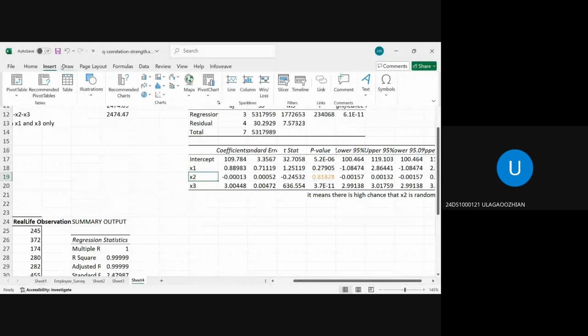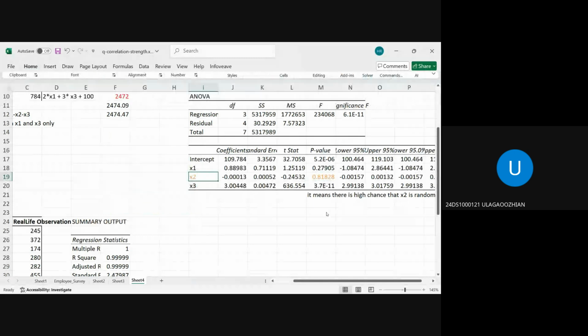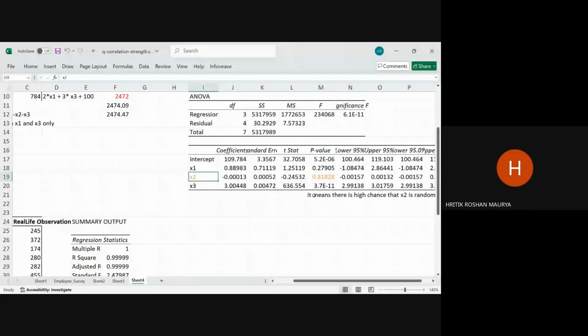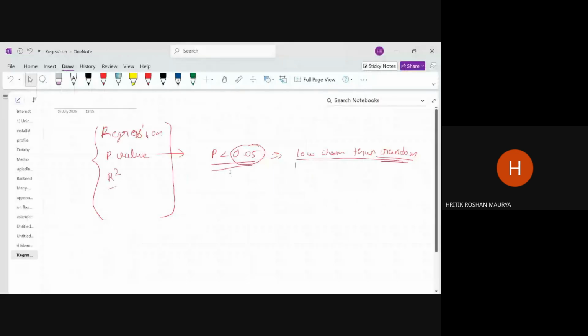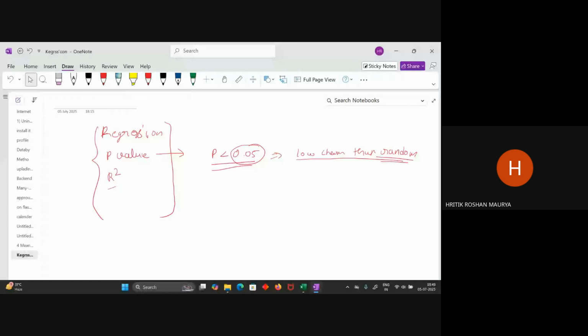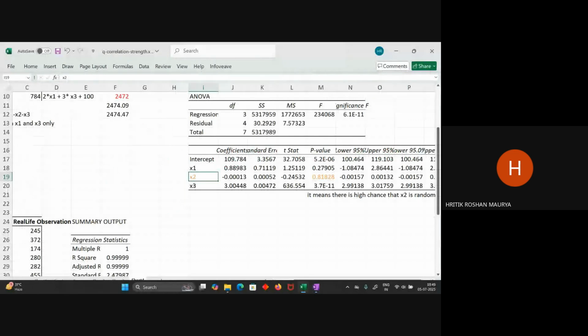So please excuse me. How do you interpret p-value, sir? Yeah, the p-value, if it is less than 0.05, then there is low chance. Means there is 5% chance that it is random. So p-value tells me that the value is random. So the higher the value, the more random it is. So it is generally said that 5% means 0.05.